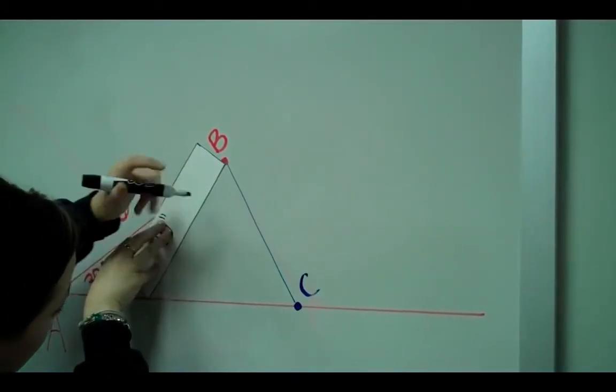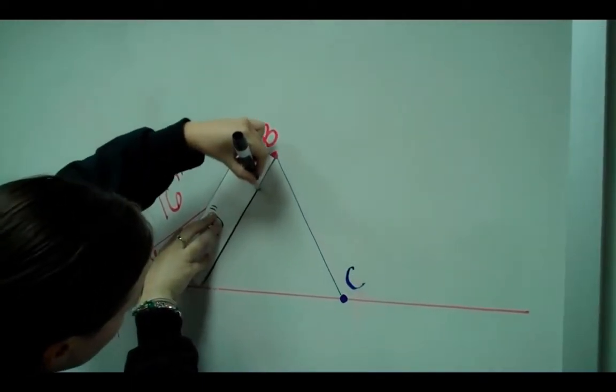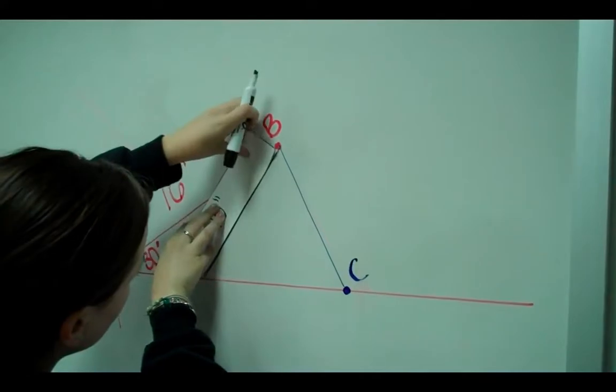And now what she did is she pivots on point B, and notice we have another intersection point that falls on that ray.